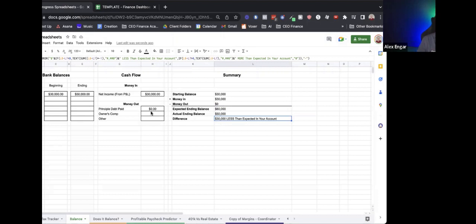So then I might dig a little bit deeper and say, okay, how much principal debt pay down do I have? So if I have a bunch of different loans, then I know that some of that money that I'm paying back on those loans goes towards interest and the other amount goes towards principal.